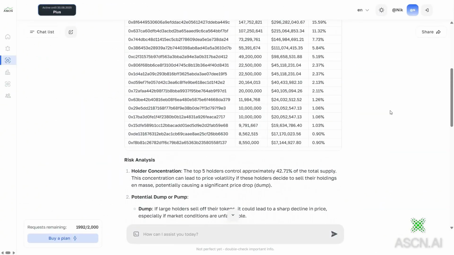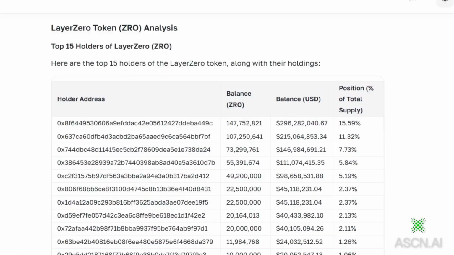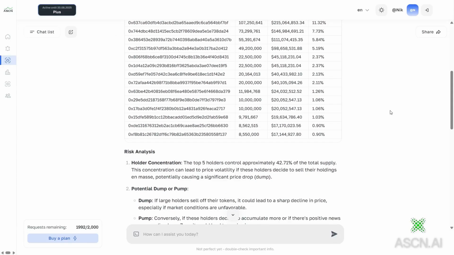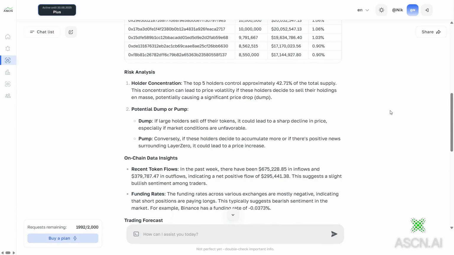We can see that the most significant share is held by a few large holders. The first holder controls 15.59% of the total supply, which creates a risk of high concentration. High concentration can lead to price manipulation. If the holders want to sell their assets, the token could crash. A dump or a pump is possible.